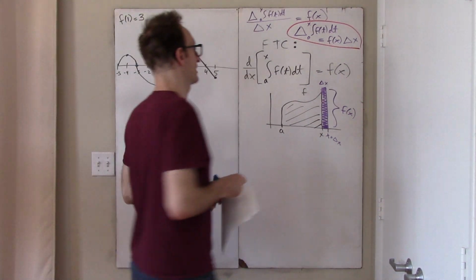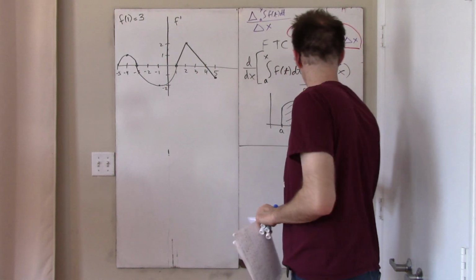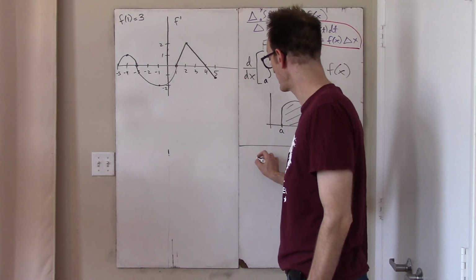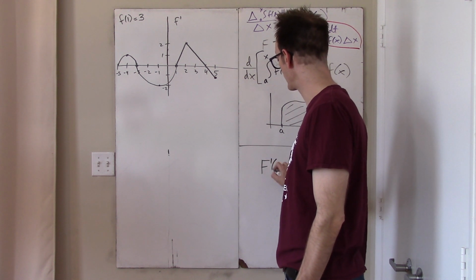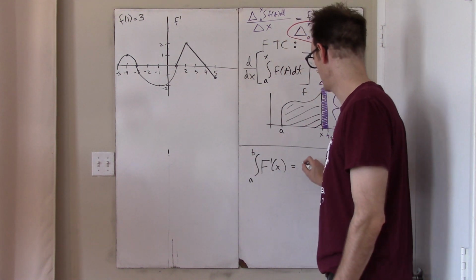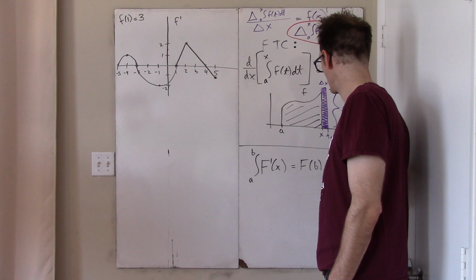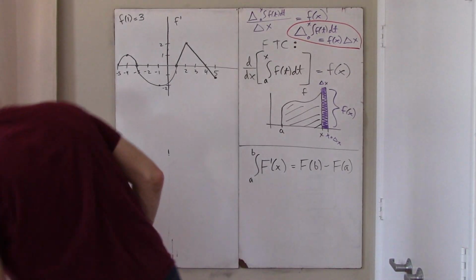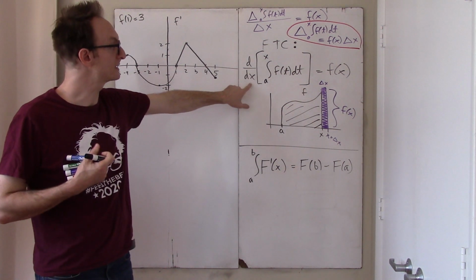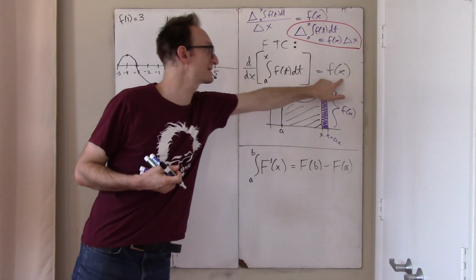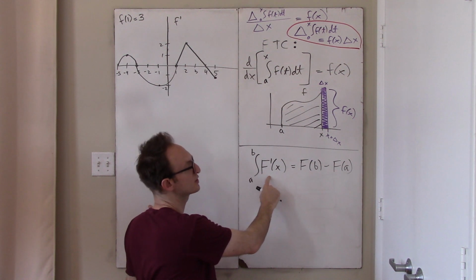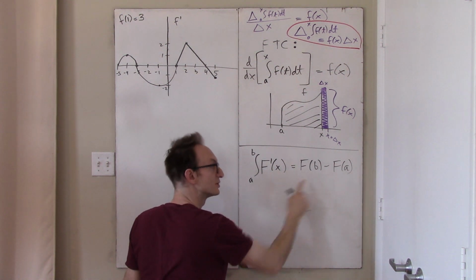Then there's the other FTC. And the other FTC, also deep, says that if you have some function f and you want to integrate the rate at which that function is changing, then that's f of b minus f of a. And I think this is a good way of putting it. The first FTC says that the derivative of the integral of the function just is that function. This says that the integral of the rate at which a function is changing is the change.